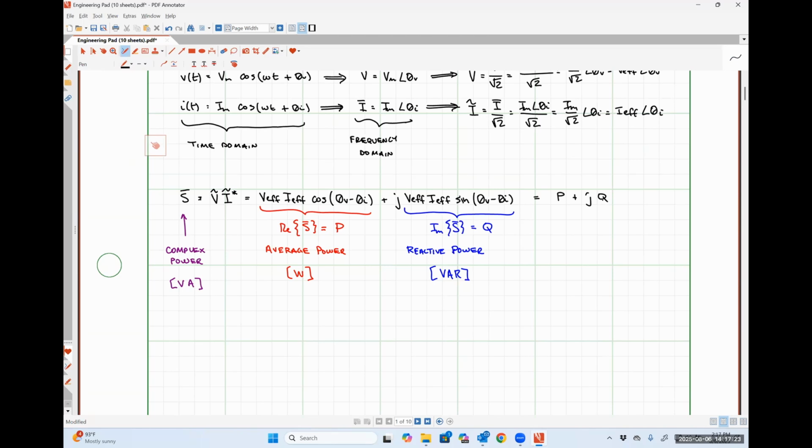Before I move on to the polar form representation of complex power, does anybody have any questions?